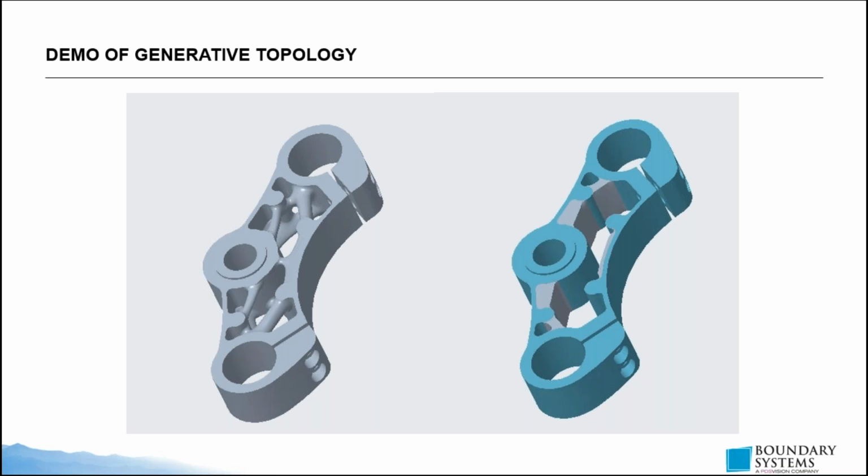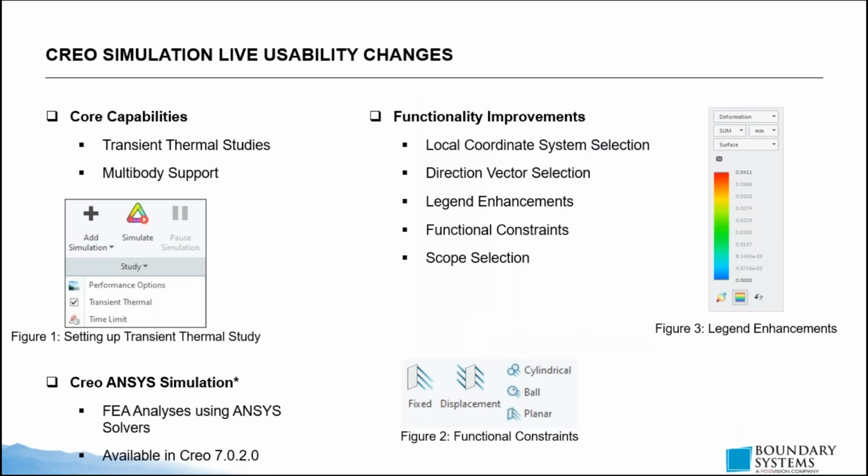All right, so the next big bucket of functionality we're going to talk about is Creo Simulation Live, or generally a lot of the ANSYS functionality that's being leveraged inside of Creo. First are some of the core capabilities they've added in Creo 7. One is the ability to do transient thermal studies. Historically, you could only do steady state, but now they added transient.